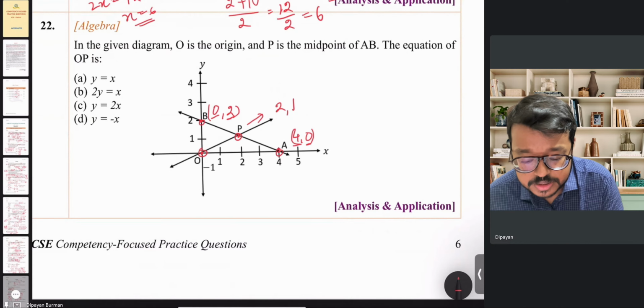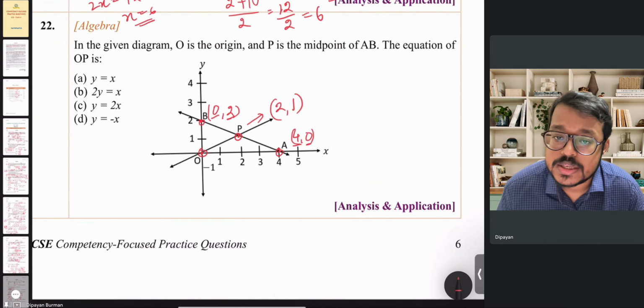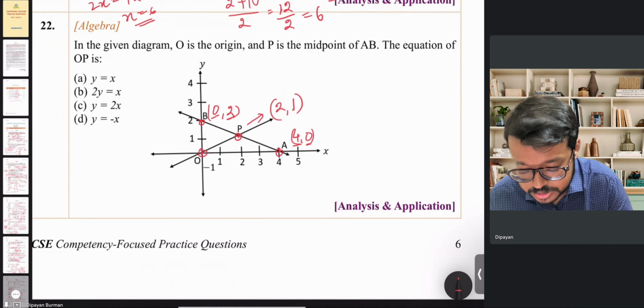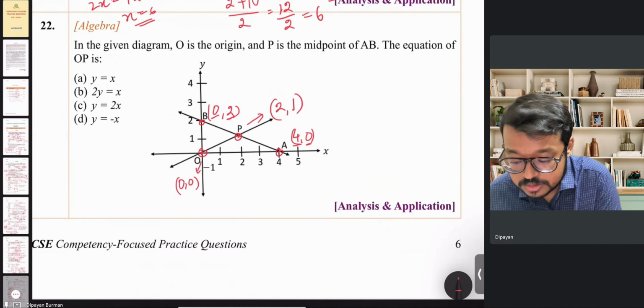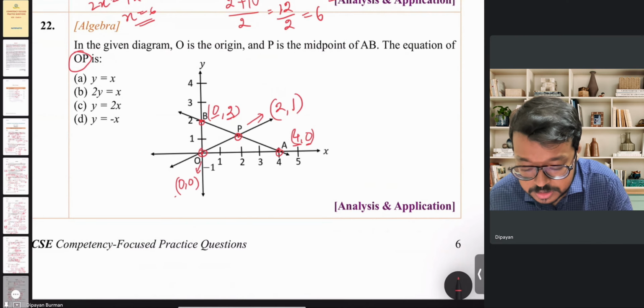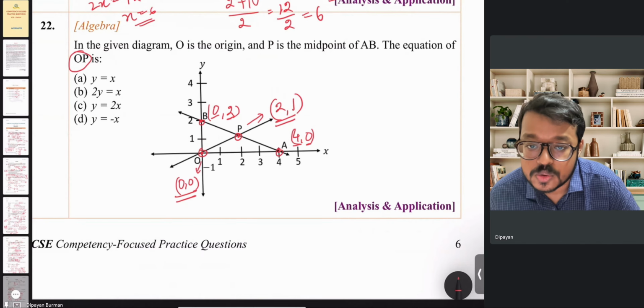2 by 2 is 1. So P is (2, 1). Origin, we know it is (0, 0). So we have to find the equation of OP, which passes through (0, 0) and (2, 1).